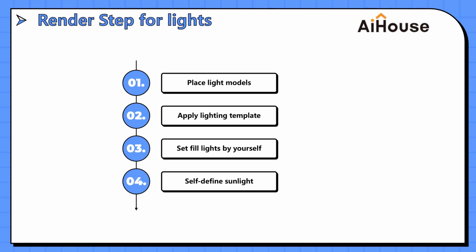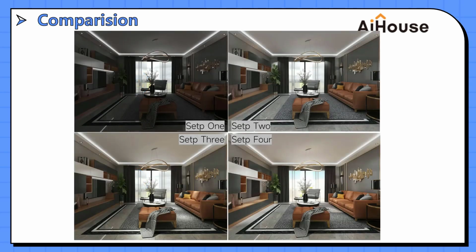The first is place the light modules. Second, apply the lighting templates. Generally, we can end at this part. However, if you want to have a strong atmosphere for your rendering picture, you can go to the third step to set the fill lights by yourself. And fourth, if you want the rendering pictures to be more real, you can self-define the sunlight. Here are these comparisons for you to see.